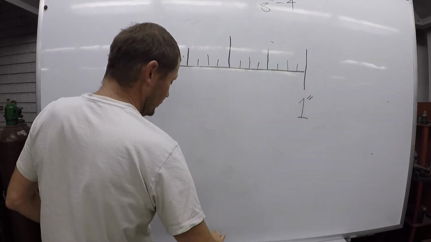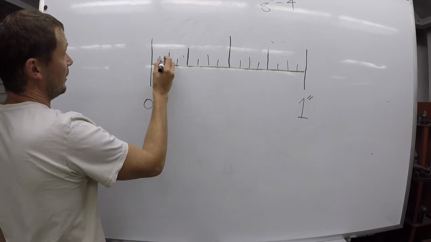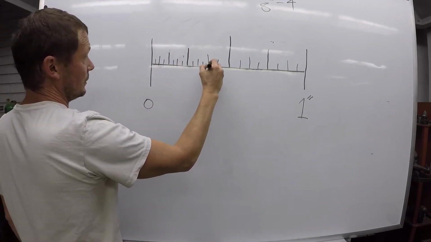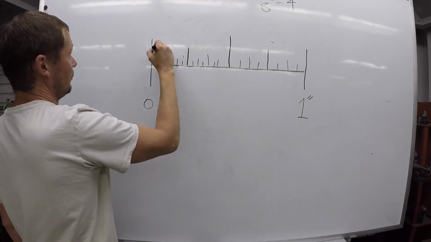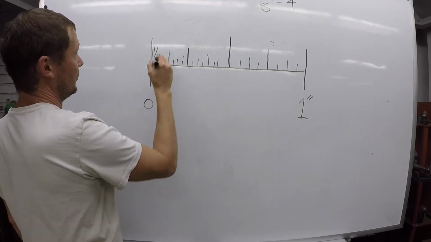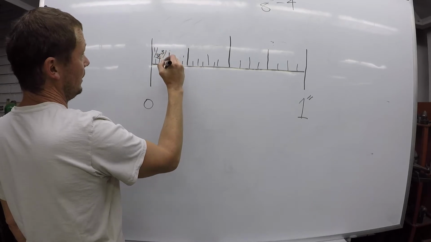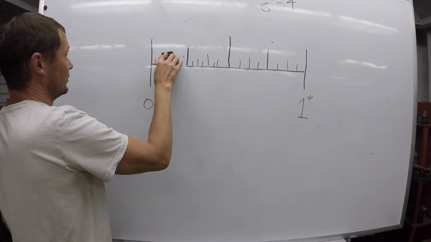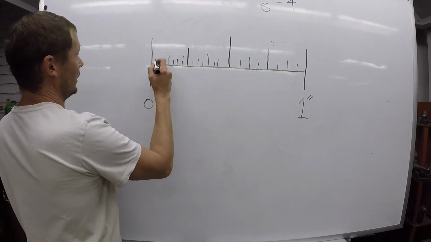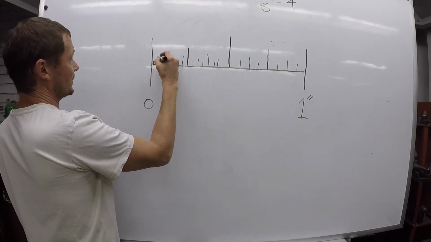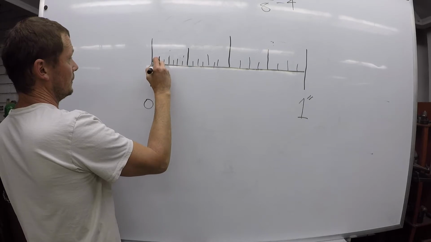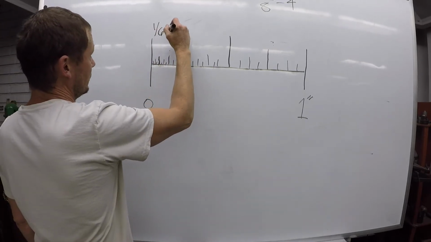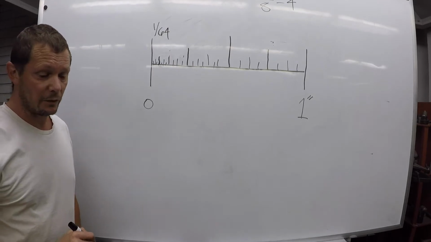However, what I'm going to do is if I divide by 16ths here, we're going to get 32nds. 1 32nd, 3 32nds, and if we divide that into 64ths, now we're going to have 64ths of an inch. Okay, 64th.